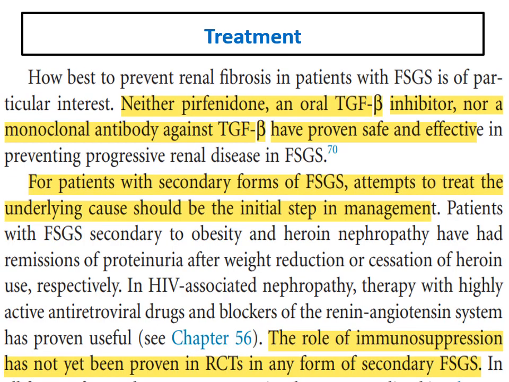Trying to prevent renal fibrosis is a consideration while treating FSGS, but neither pirfenidone, which is a transforming growth factor beta inhibitor, nor a monoclonal antibody against transforming growth factor beta has proven safe or effective.